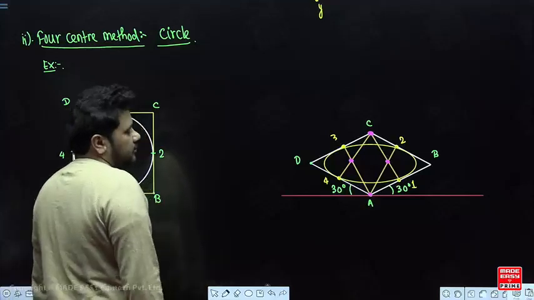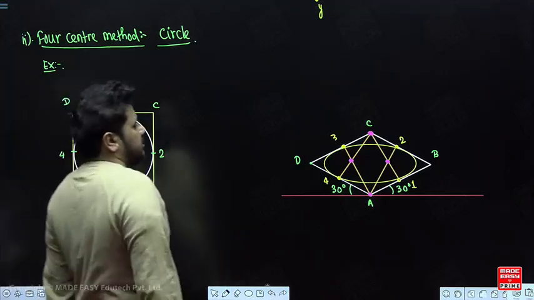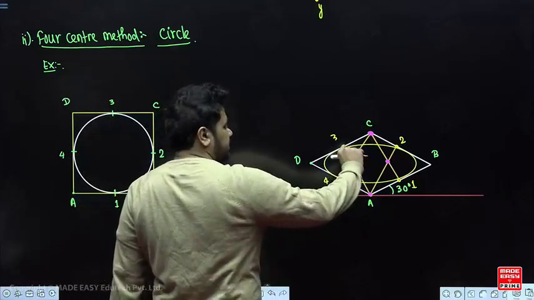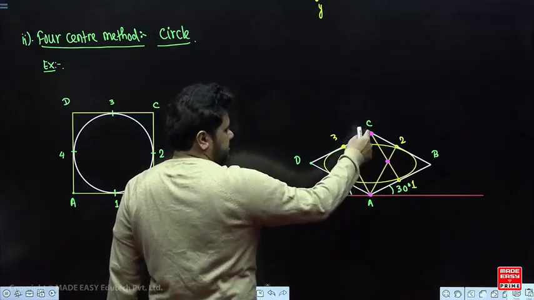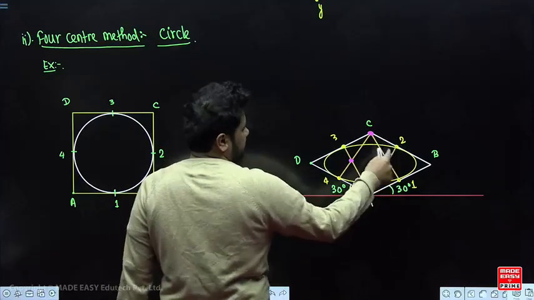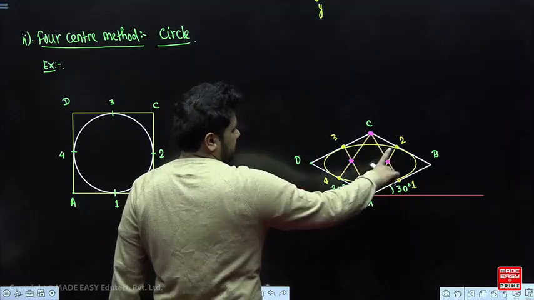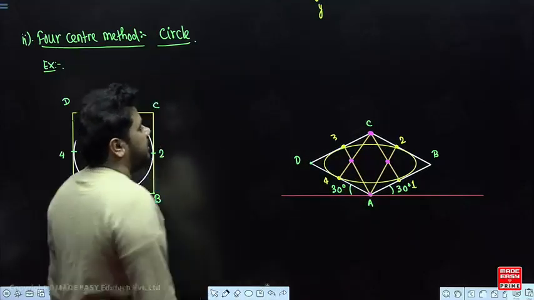Correct? So what you are going to get? A circle is becoming an ellipse. A circle is becoming an ellipse, right? So take this as a center and this as a radius, make an arc; center like this, radius like this, make an arc; center like this, make an arc. So you are going to get an ellipse.